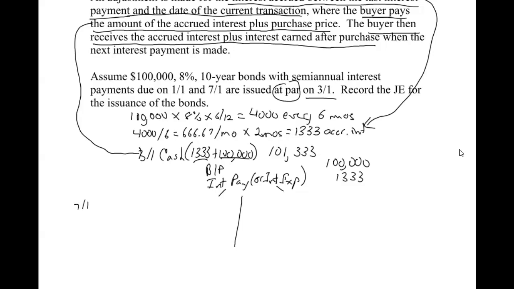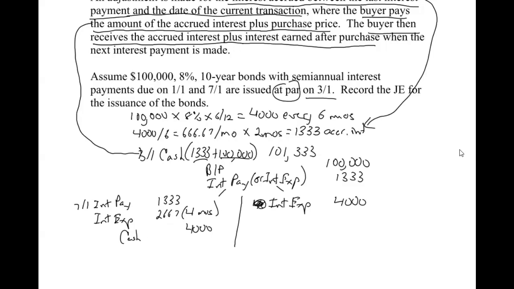So July 1st. If I had done it with the credit to interest payable, I would now make that account 0 because now we're paying the interest. I would recognize interest expense for $26.67, in parentheses, that's the 4 months from March 1st to 7/1, and then we'll pay out the interest, $4,000. If we had done it as a credit to interest expense, which usually we are always debiting expense, but if we did it that way, we would credit interest expense, $4,000, and credit cash, $4,000.